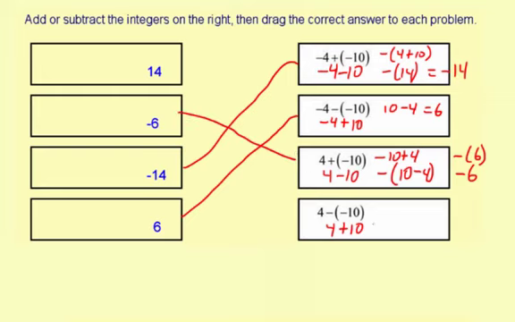And then 4 plus 10, that's just 14. And that works out great because that's the only remaining answer left. Okay, so once again, the purpose of these problems was to emphasize how to handle double signs when you're adding or subtracting. And you can use number lines, you can use chips, you can just work with the numbers like I did, whatever way you want, but you should get these answers.